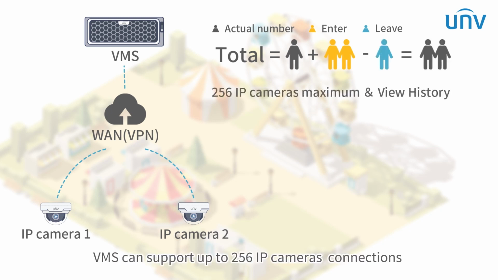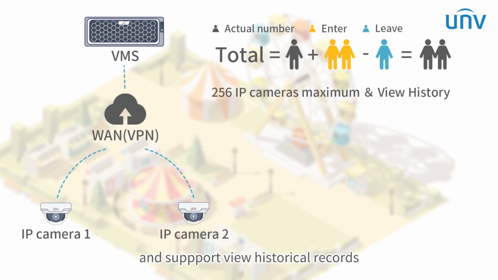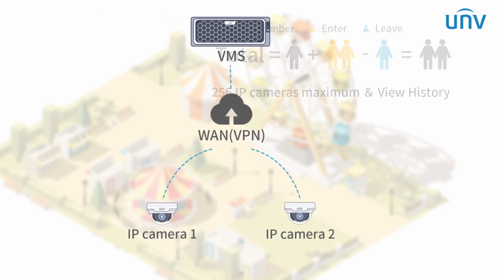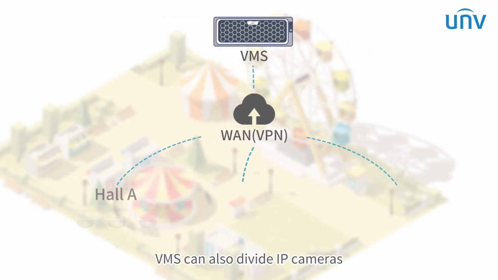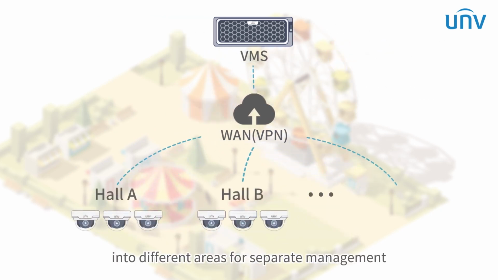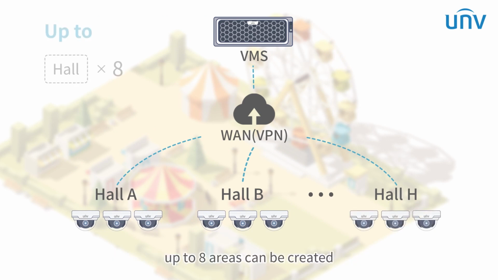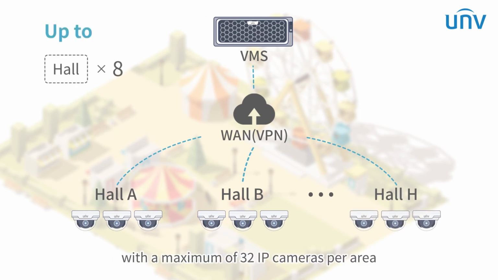VMS can support up to 256 IP camera connections and support viewing historical records. VMS can also divide IP cameras into different areas for separate management. Up to 8 areas can be created, with a maximum of 32 IP cameras per area.